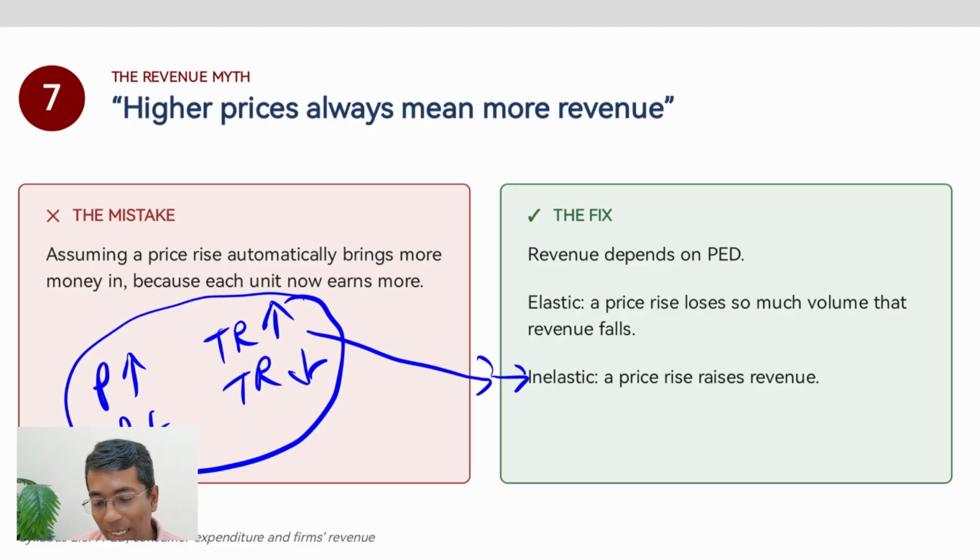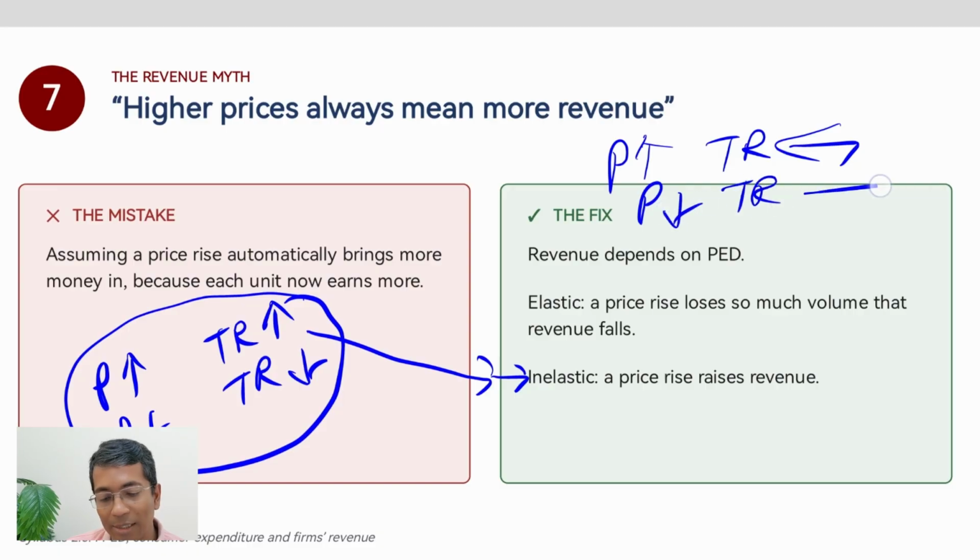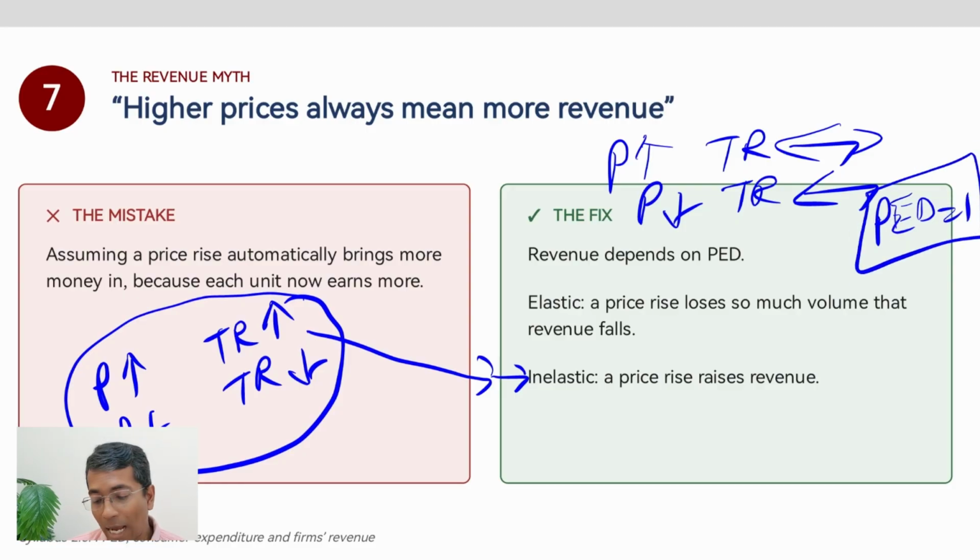Now you can pause here and think, what about the other case? And this is the answer. When price goes up and the total revenue remains the same, or when price comes down and still the total revenue remains the same, it means it is unit elastic. PED happens to be unit elastic, which is 1, right? And the last one is that when they move in the opposite direction, as you can see, it means they are elastic.